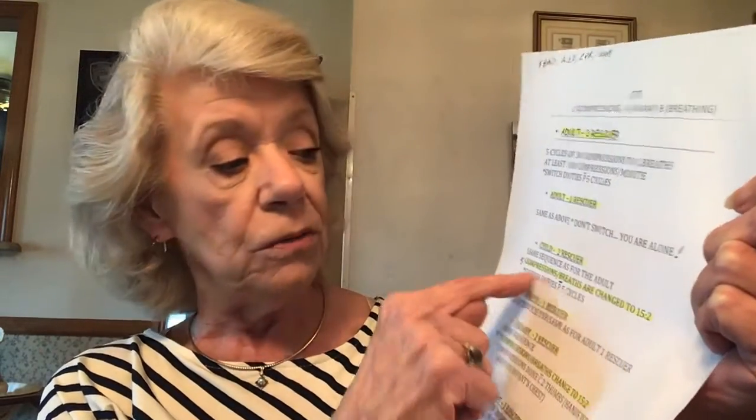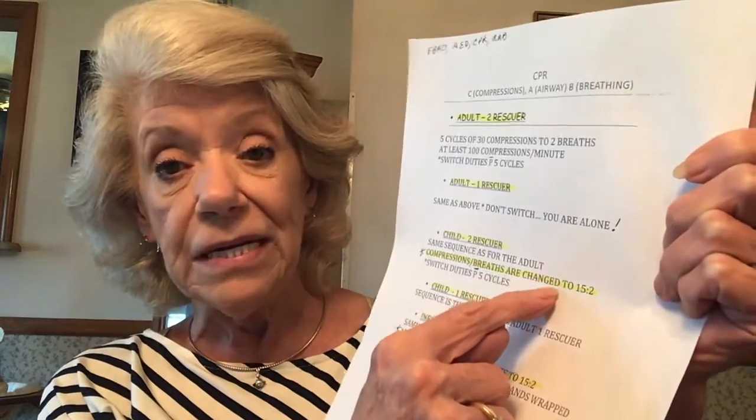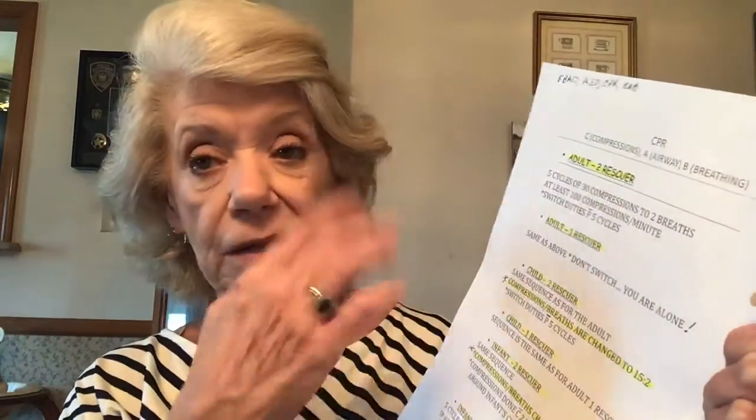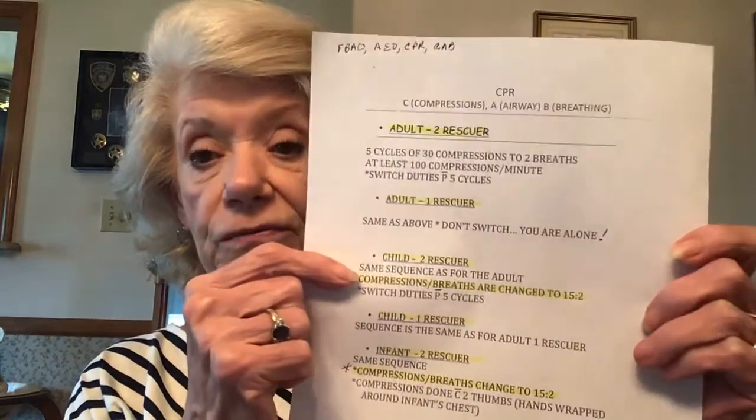For a child 2 rescuer, it is the same. Now normally it would be 30 to 2 if you're by yourself. But when there's a partner with you helping you, it changes to 15 to 2. All right? But the sequence is the same. You get to the scene, you assess it, make sure it's safe for you and anybody else to go in. Then you're going to check the victim. And like I said, if you're 1 rescuer, it's 30 to 2. If you're 2 rescuer, it's 15 to 2.